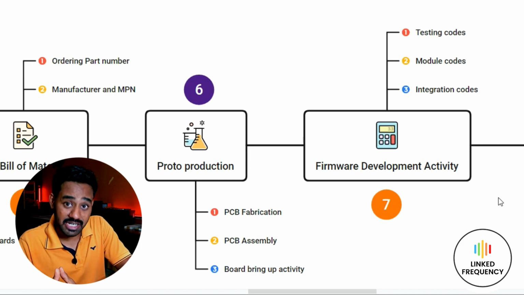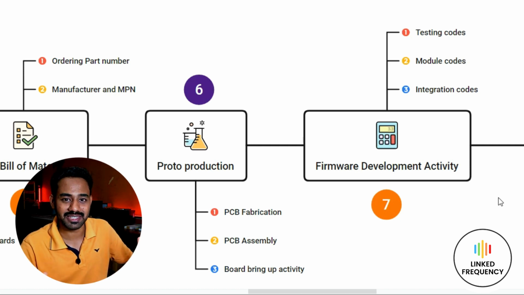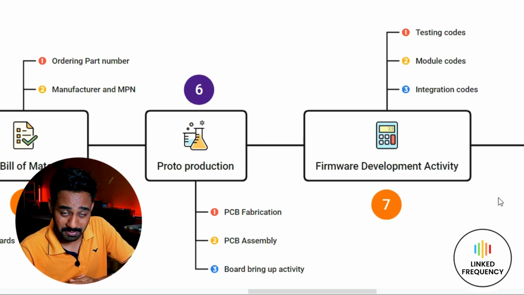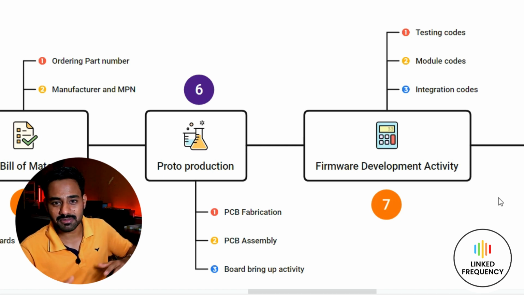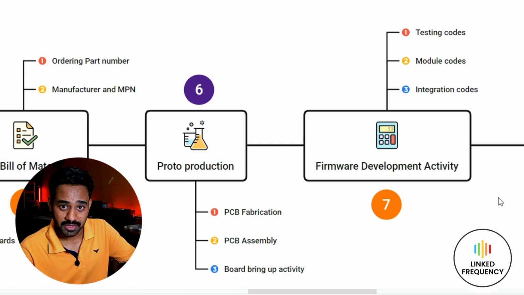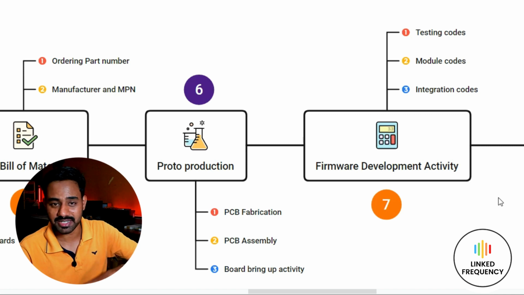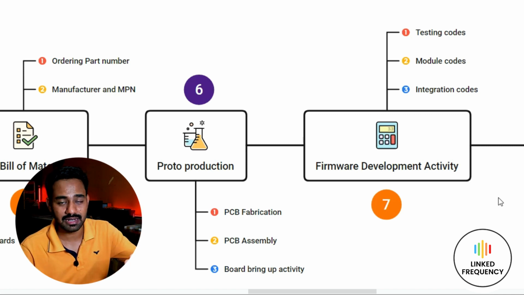Thereafter, we have an integration code. Integration code is all about combining the different sets of module codes that we have created. In a simple example, let us say we have a customer who wants 10 different features in one product. Each feature they are expecting is nothing but a module code. In that feature, based on how many sensors and actuators are used, there will be a testing code. But with 10 different features expected in this product, each feature will be covered in a module code.